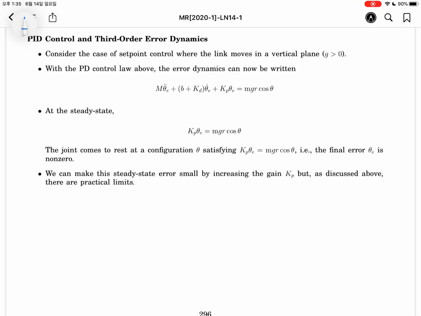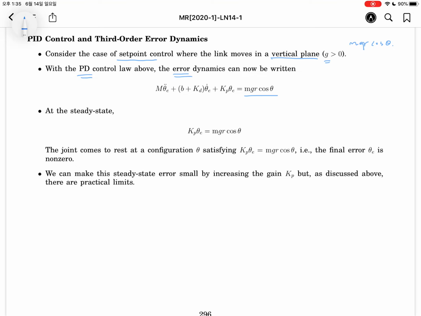Let's extend the PD control into PID control. At that time, we get third order dynamics, which is a little bit different from the second order. The set point is the same, but the horizontal plane will be changed into the vertical plane. So we have the gravitational torque, and m g r cosine theta will appear in the dynamics. With the same PD control, the dynamics will be like this, including the gravitational torque.